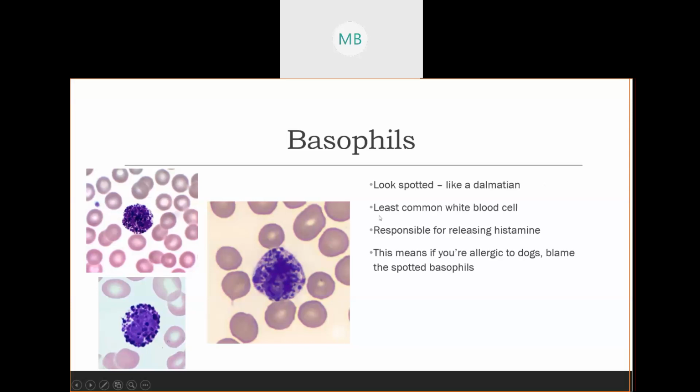These guys are your least common white blood cell, thankfully for those with allergies. The easiest way to remember what these guys look like and what they do for lecture is if you are allergic to dogs, blame your spotted basophils. If you are allergic to that Dalmatian, blame your basophil because it's what's giving you that allergy. So these guys are spotted like a Dalmatian. There you go.